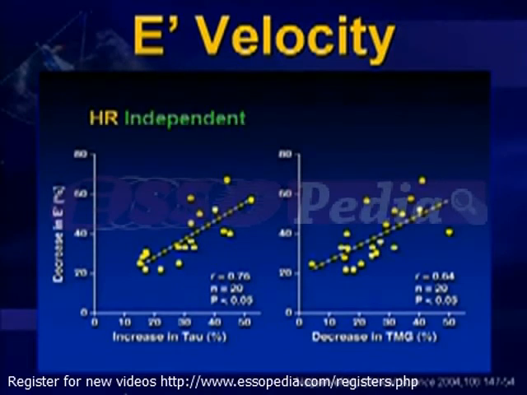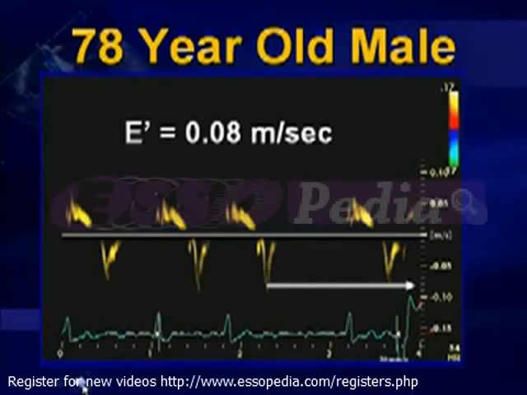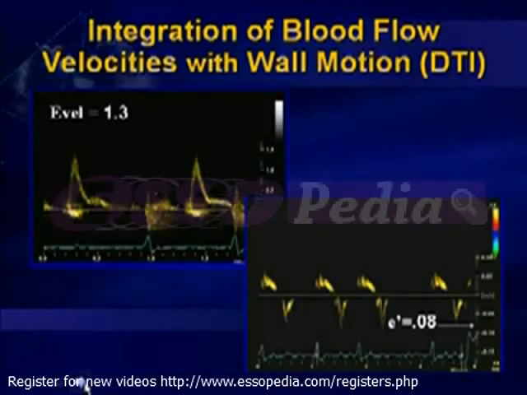The reduction in E prime velocity with the shorter RR interval appears to be more directly related to the transmitral pressure gradient, as the E velocity, therefore the E over E prime ratio should still hold up in individuals with atrial fibrillation. So in our individual, we measured the E prime velocity of 0.08, and if we were to then calculate this E over E prime ratio, we would take the 1.3, divide it by 0.08, giving us a value of 16, which of course is elevated.